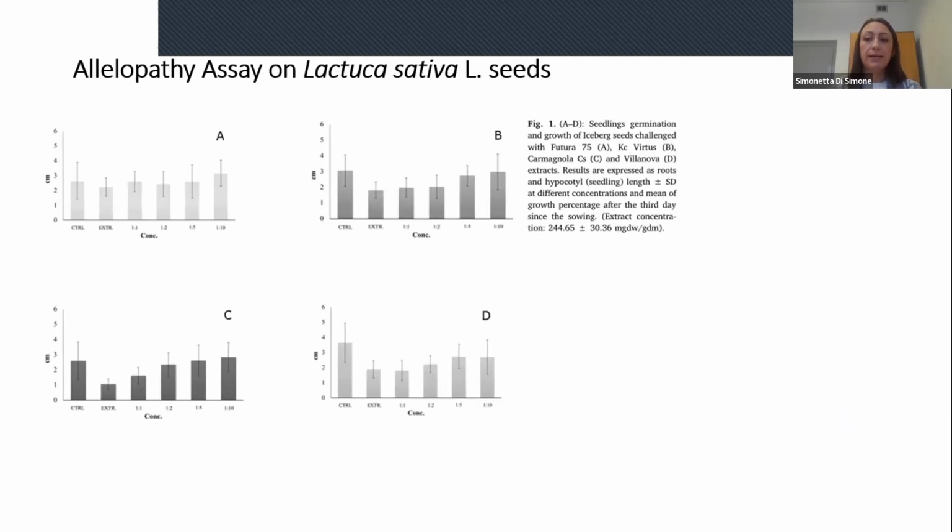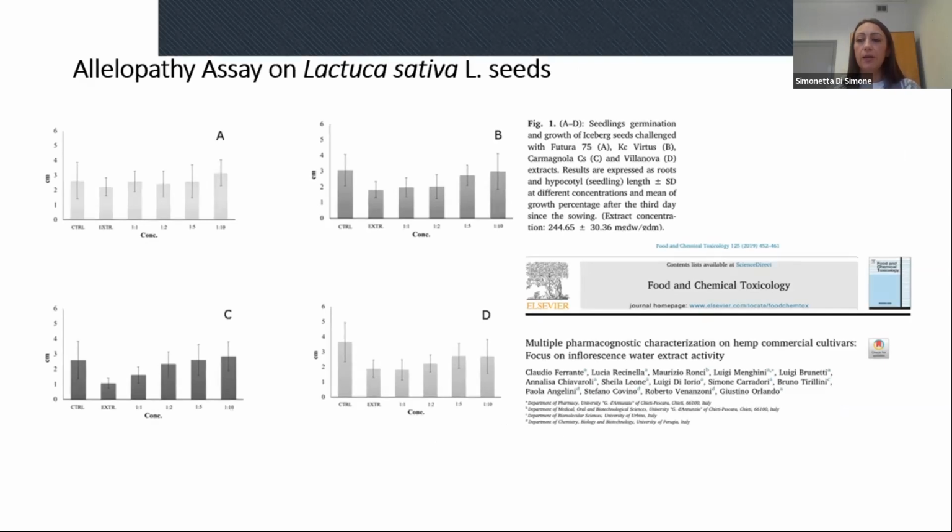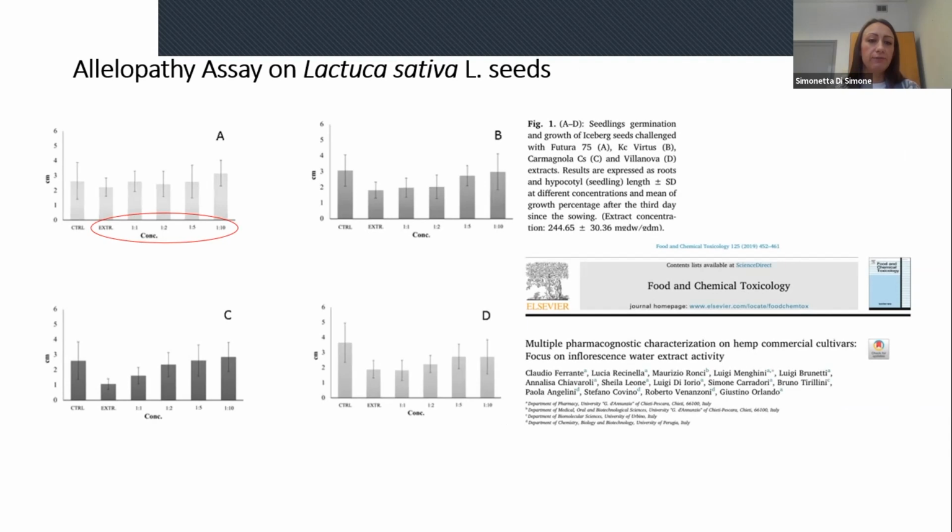So this is an example of how the collected data are represented in a bar chart. In this study that we published in Food and Chemical Toxicology, we evaluated the potential phytotoxic effects of 4 different hemp varieties' water extracts at scalar concentrations. You can find the concentrations on the horizontal axis. On the vertical axis, you can find the length in centimeters of the seedling measured after 72 hours.